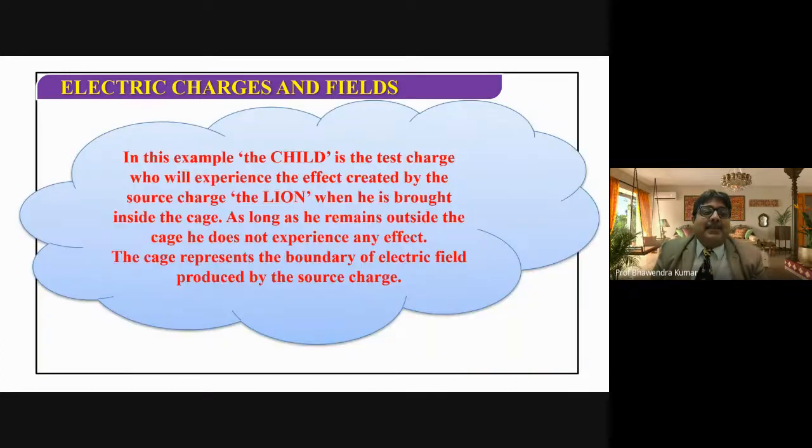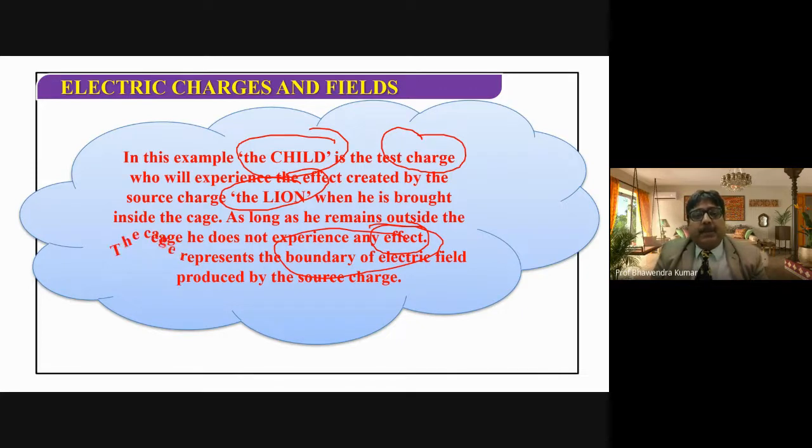In this example, the child can be considered to be a test charge who will experience the effect created by the source charge, that is the lion here, right? And when he is brought into the cage, as long as he remains outside the cage, he does not experience any effect, right? The cage represents what? The boundary of the electric field produced by the source charge. Do you understand it?